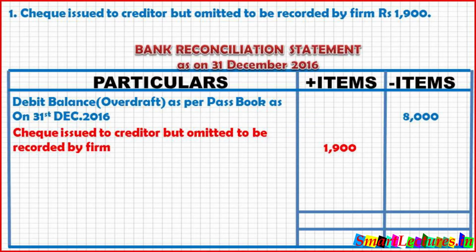So come to the bank reconciliation statement. Check was issued to creditor but was omitted to be recorded by firm, 1,900 on the plus side.